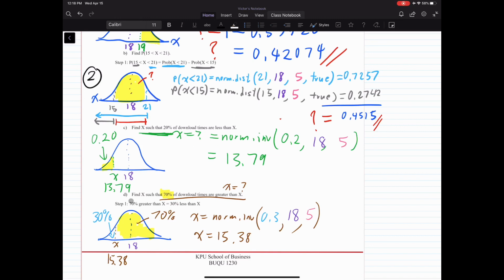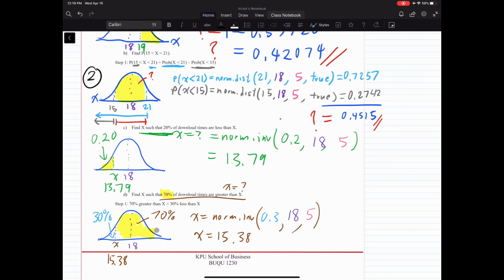So part D, find x such that 70% of the download time are greater than x. First step, draw the diagram. We have a bell shape, 18 is your mean, and we're given that 70% of the download time are greater than x. So we have 70% to the right of x.